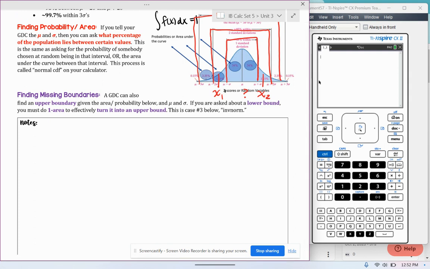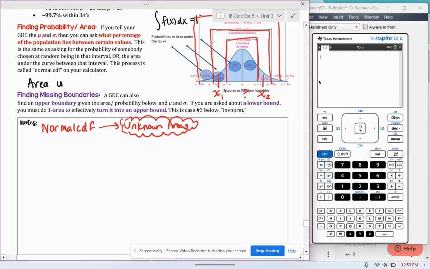There is a thing in our calculator, right? And it is called the normal CDF function, okay? So go ahead and write down normal CDF. And we use the normal CDF function to calculate unknown areas or probabilities under the curve. So as soon as you can get this down, the better off you will be. Area under the curve is the same thing as a given probability.